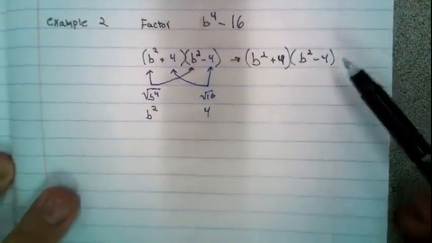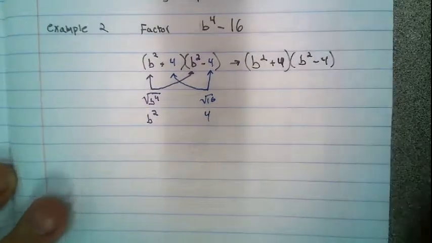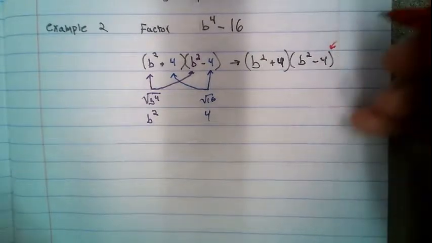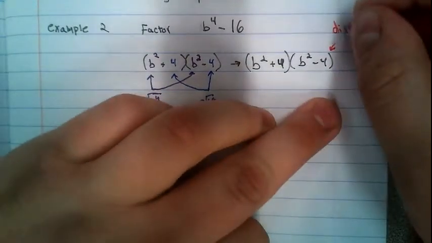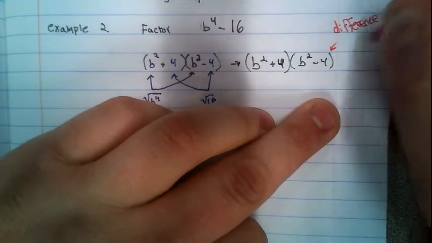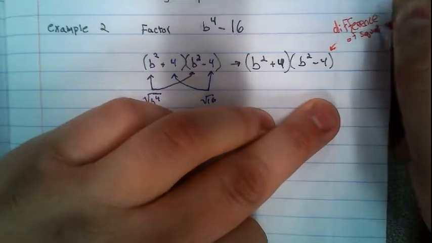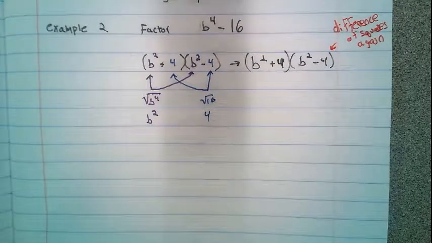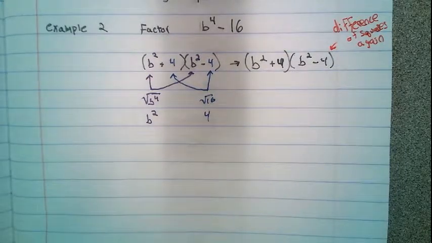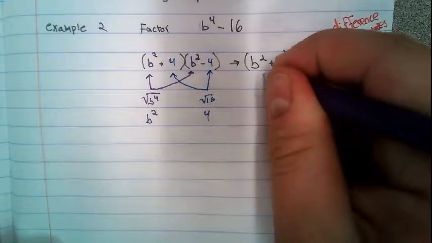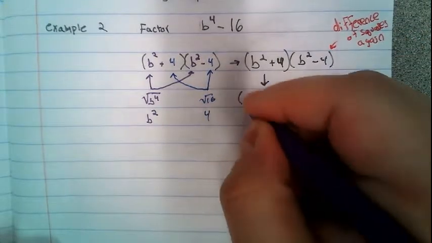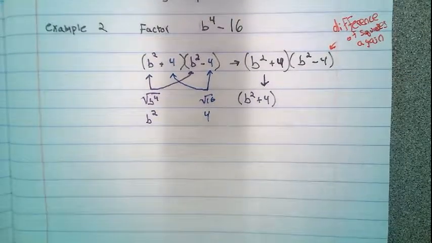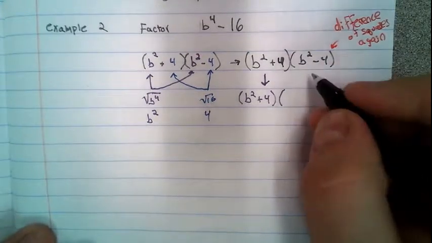But take a look at what happens. I have difference of squares again. You see this one here? Difference of squares again. So I have to do the pattern again. Kind of like almost having a greatest common factor. B squared plus 4 is going to come along for the ride, because I have to show that that is still part of the original equation. And now I split this one up.